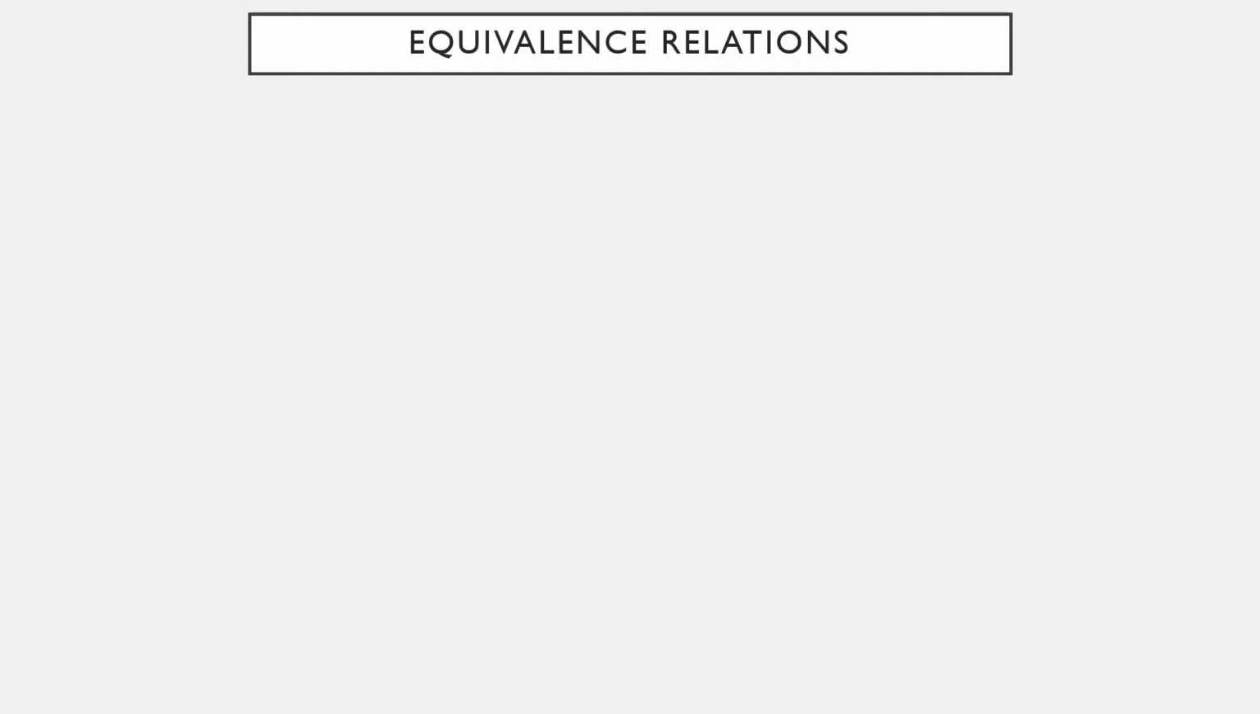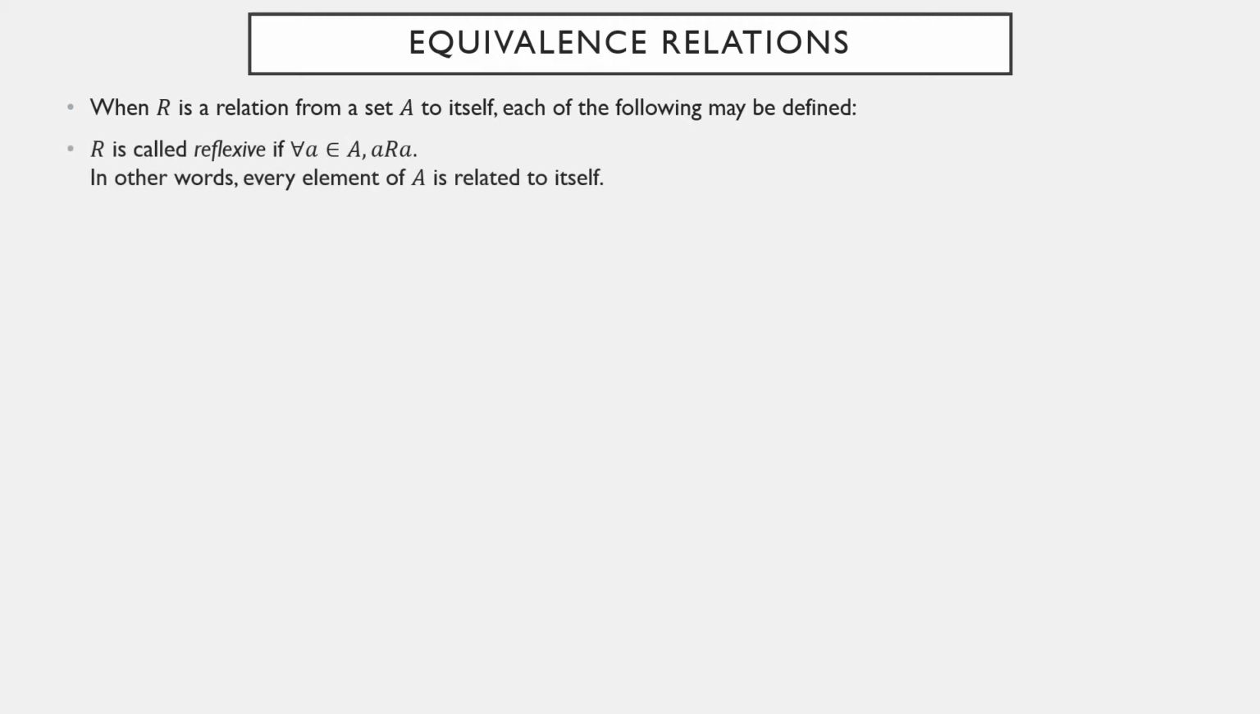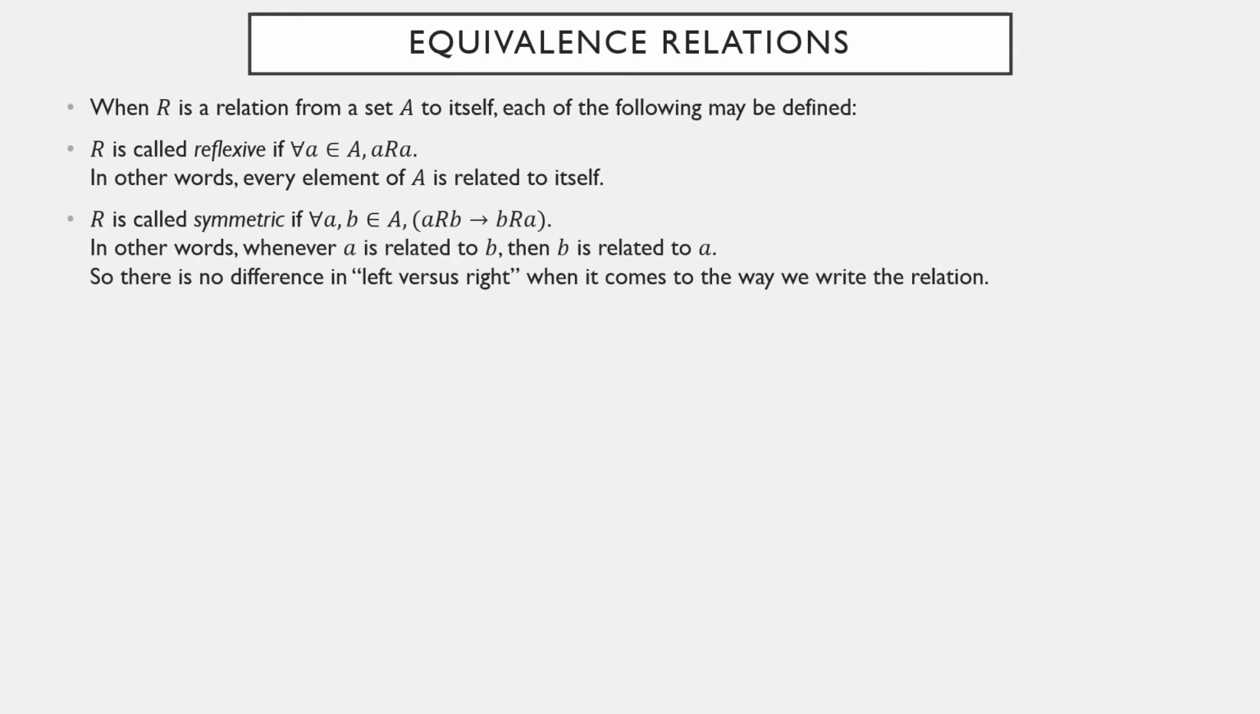We can talk about equivalence relations. When R is a relation from a set to itself, so we're now talking about things in a set being related to things in that same set, each of the following can be defined. We can say the relation is reflexive if everything is related to itself, and it'll depend on the relation. This might be true and it might not. A relation is called symmetric if whenever A is related to B, then B must be related to A. So if the relationship points in one direction, it must point in the other. There's no distinguishing left versus right when we write that relation. And again, not every relation is going to have this property, but some might.